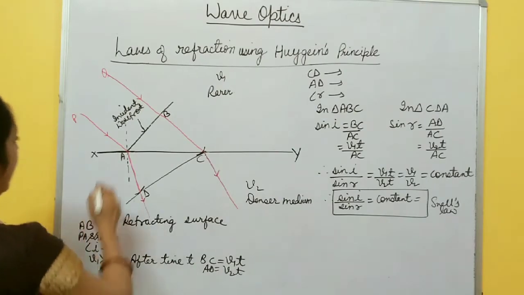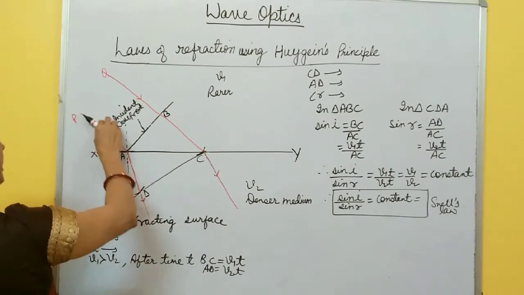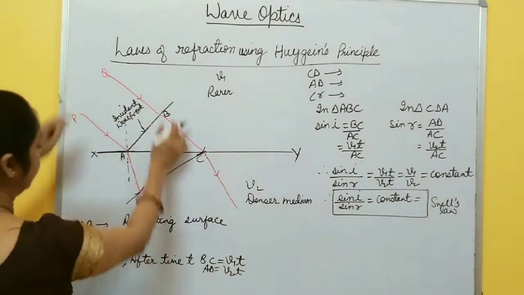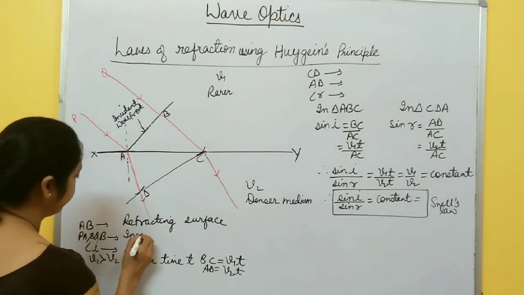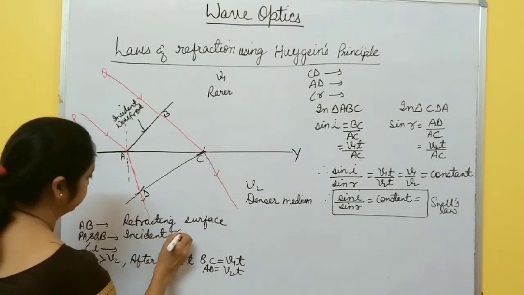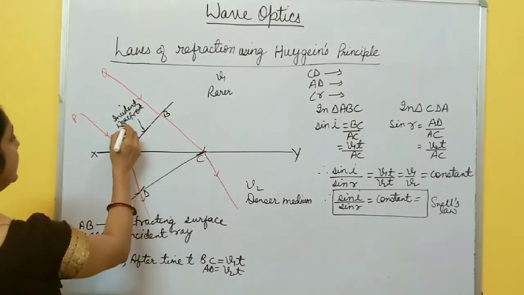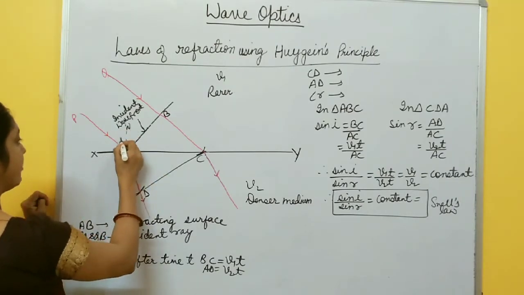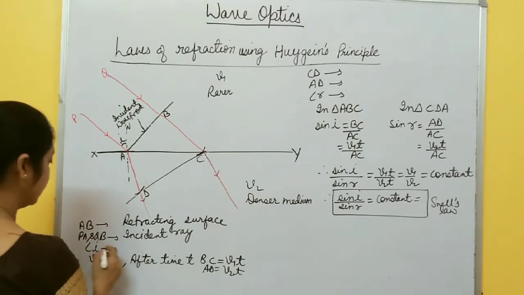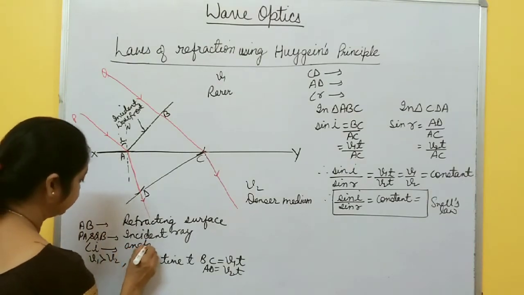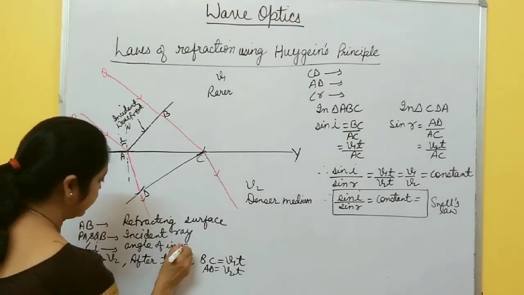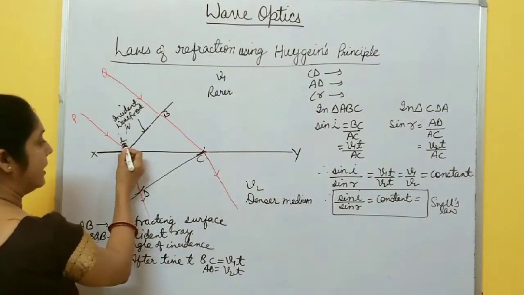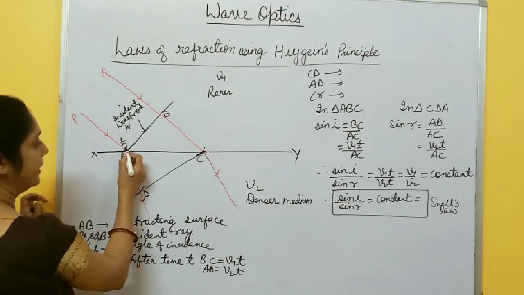And if you draw a normal to this incident wavefront, you get incident rays. So here PA and QB are incident rays, right? And this one is normal to the surface. The angle between this normal and incident ray is angle of incidence. So i is angle of incidence, right?